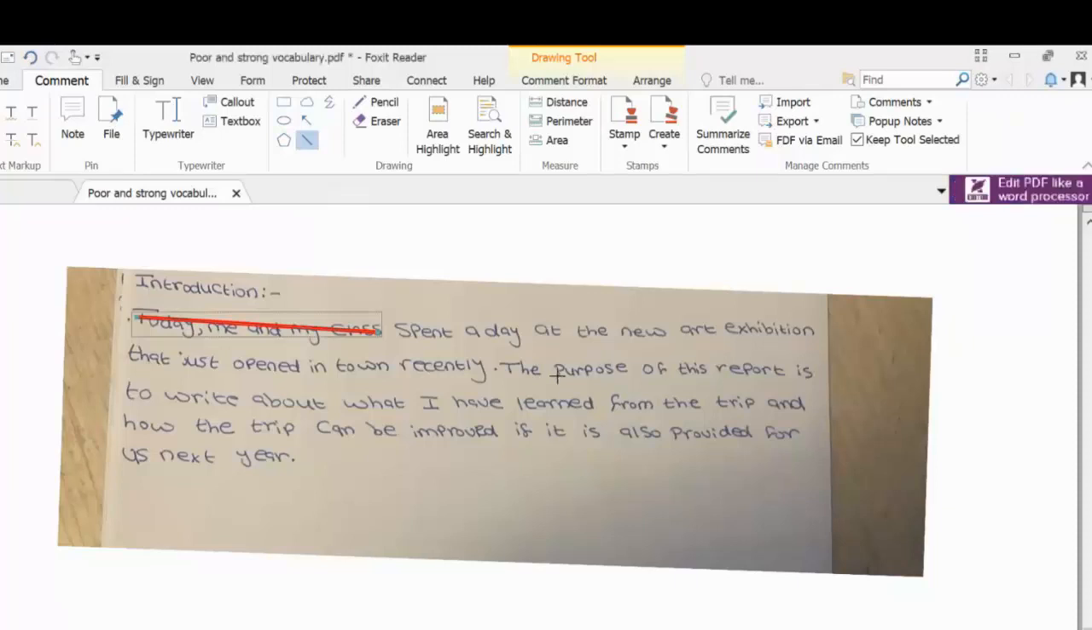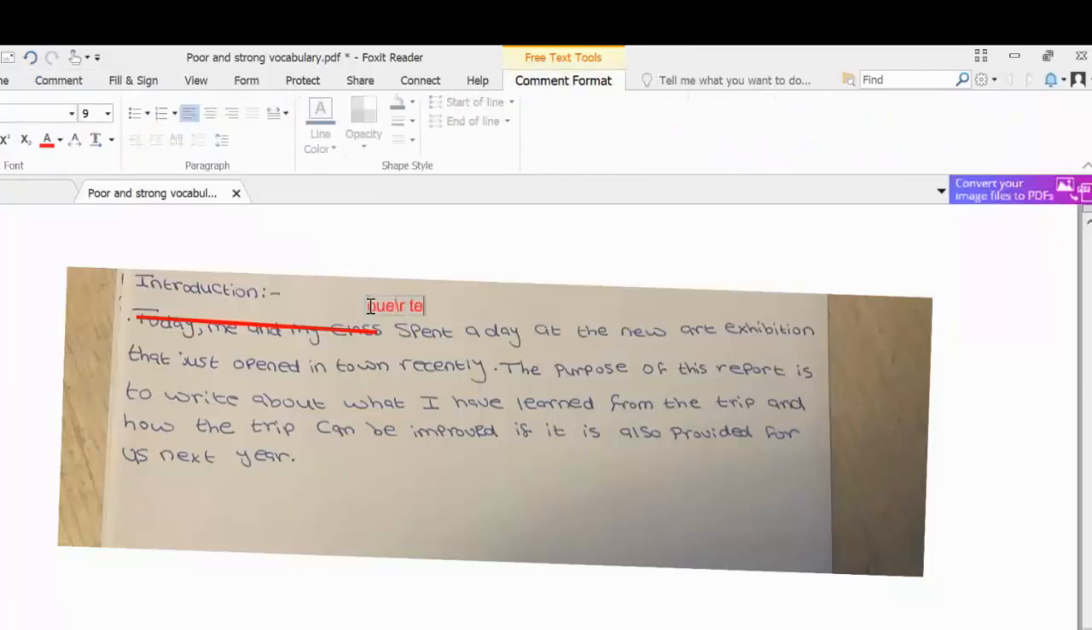Where do I write? Just after here. Write our teacher or my teacher asked for a report about a day we spent at the art exhibition that just opened in town recently. That's it. So now you edited. This is our teacher. Now the beginning is clear and connected as an idea. So our teacher asked for a report about a day we spent at the new art exhibition.